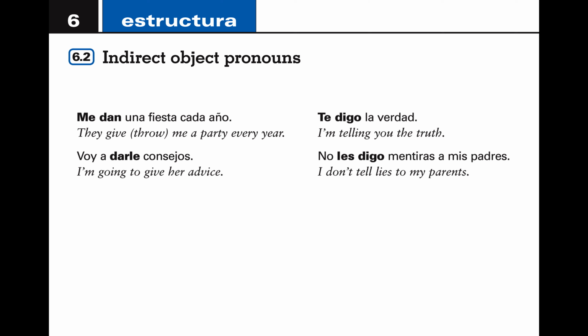And here are some examples. If I say, me dan una fiesta cada año, they throw me a party every year. They throw who? Me. If you say, voy a darle consejos, I'm going to give her advice. Te digo la verdad, I'm telling you the truth. Or, no les digo mentiras a mis padres. I don't tell lies to whom? To my parents. So these are some valuable nuances to be aware of as you work in Portales this week.